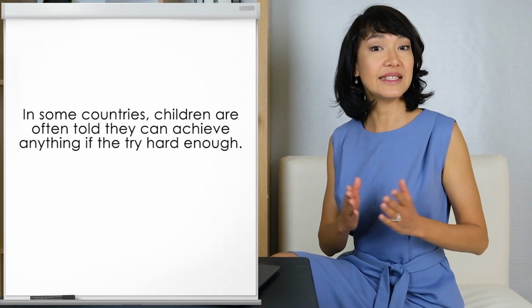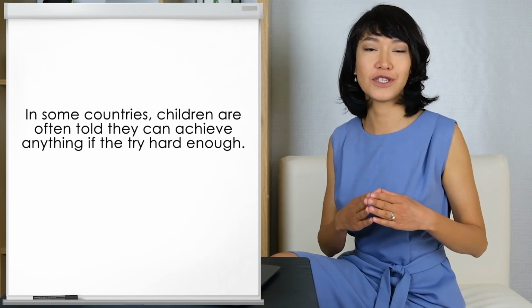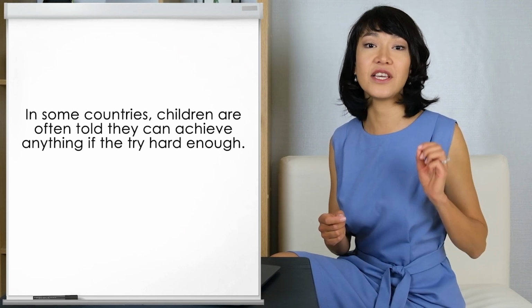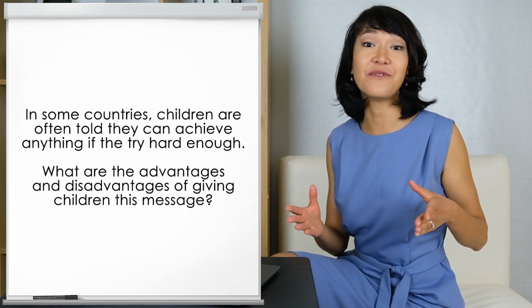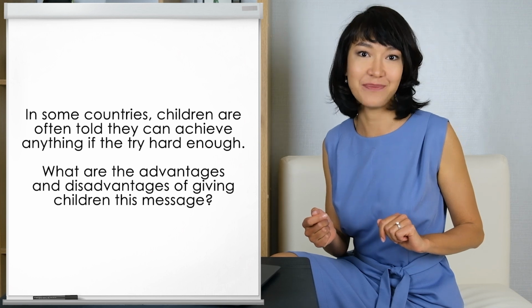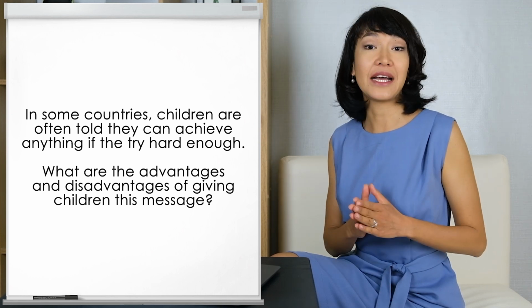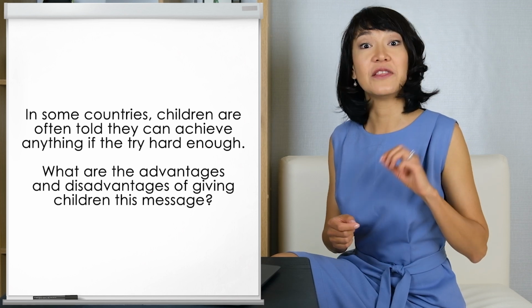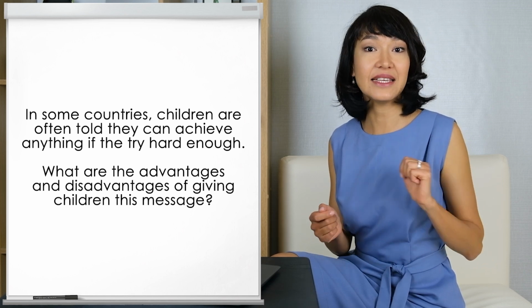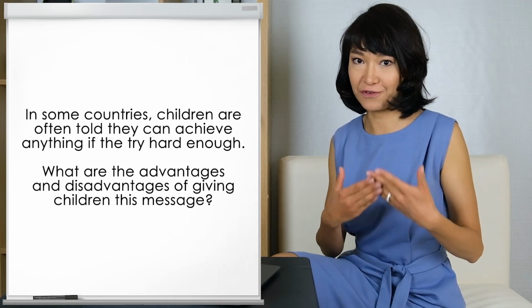Let's look at some examples of these linking words in sentences that we can use in IELTS writing Task 2 essays, like this one. The topic is, in some countries, children are often told that they can achieve anything if they try hard enough. What are the advantages and disadvantages of giving children this message? We need to write at least 250 words and probably 4 paragraphs. The first paragraph presents the essay question and introduces our point of view.